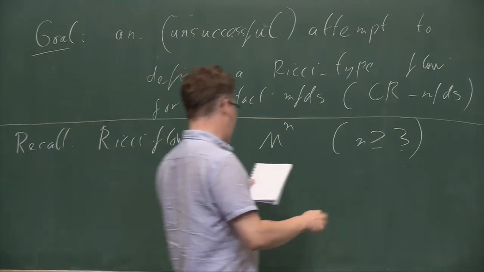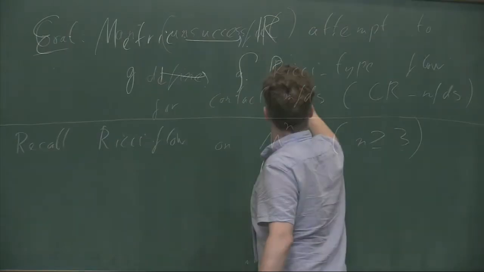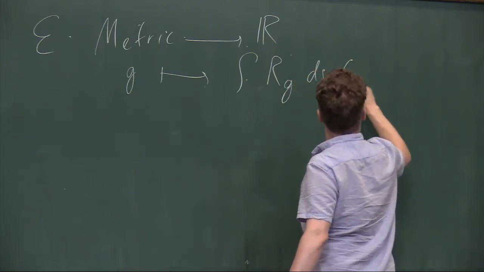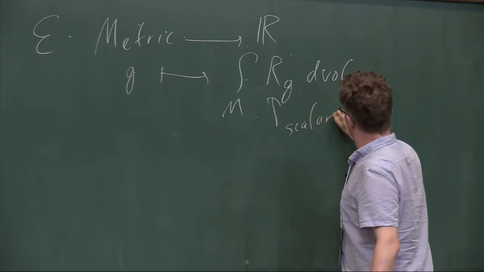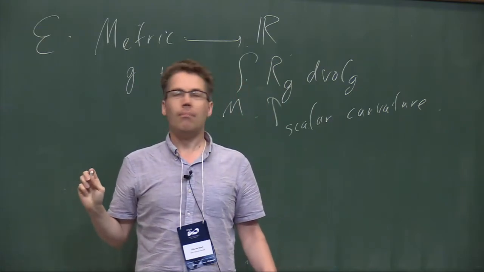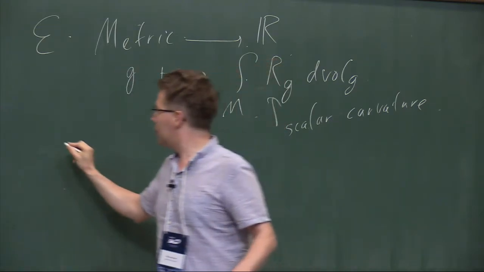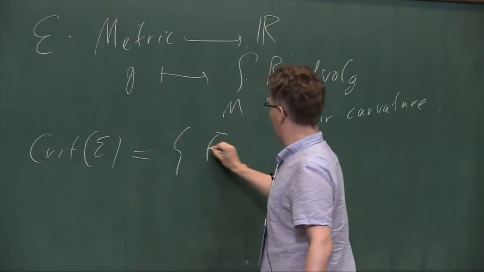So, okay, what do we do? We consider the so-called Einstein-Hilbert functional, which takes a metric and sends it to this integral over the scalar curvature. Okay, so this is the scalar curvature. And yeah, well, if you have followed a course in general relativity, you know that critical points of this functional are Einstein metrics.